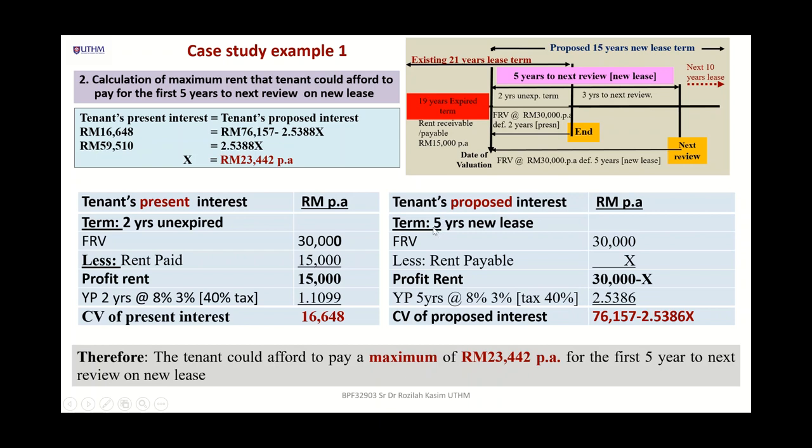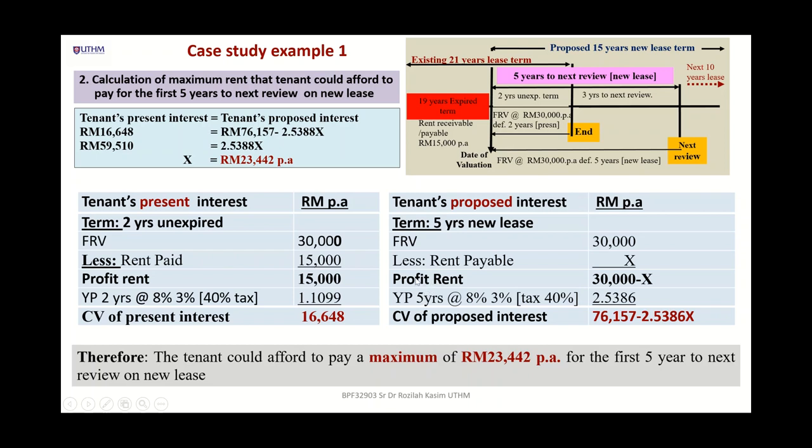Okay, so now what will be the value of the proposed interest to the tenant. We know that the market rent of the similar type of property is 30,000 per annum. This is a market rent, 30,000. We want to less the rent payable, the rent that the tenant is willing to pay. But we don't know yet what is the value of the rent that the tenant is willing to pay. This is what we want to work out. That's why you put X here.